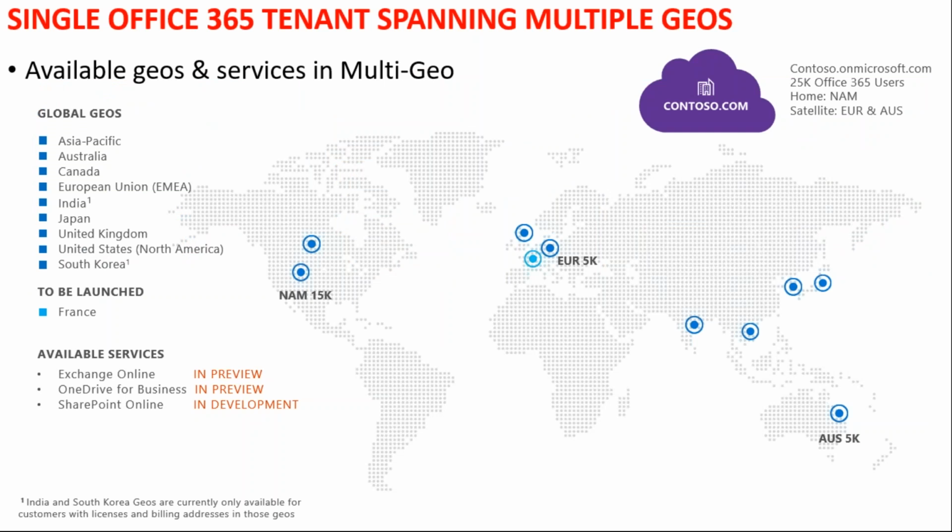And as of today, these are the announced geographical locations which support multi-geo, the global geos, and Microsoft is eventually working on increasing this. Today the available services are: Exchange Online is in preview, OneDrive for Business is in preview, and SharePoint Online is under development. As I already said, this feature is in preview at the moment. I'm pretty sure Microsoft is going to make some changes to this as they hear back from their customers. But please watch out for this. This is really key if your organization is interested.